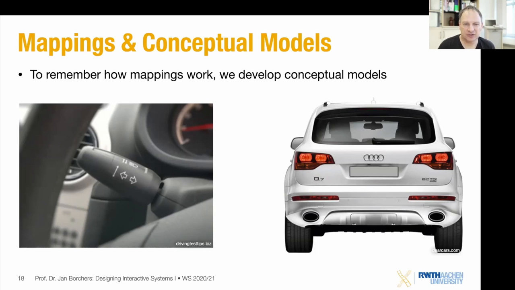Why is this? This is not a natural mapping per se, right? Up does not map to right. But why does this mapping still work? Why is this mapping still easy to remember? Jesper, go ahead. Yeah, because if we want to make a right-hand turn, we will steer to the right eventually. So we just put it up.